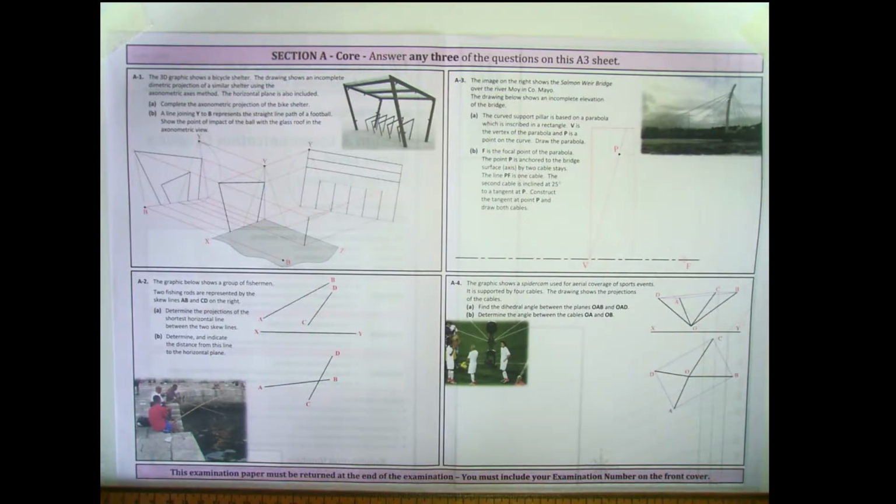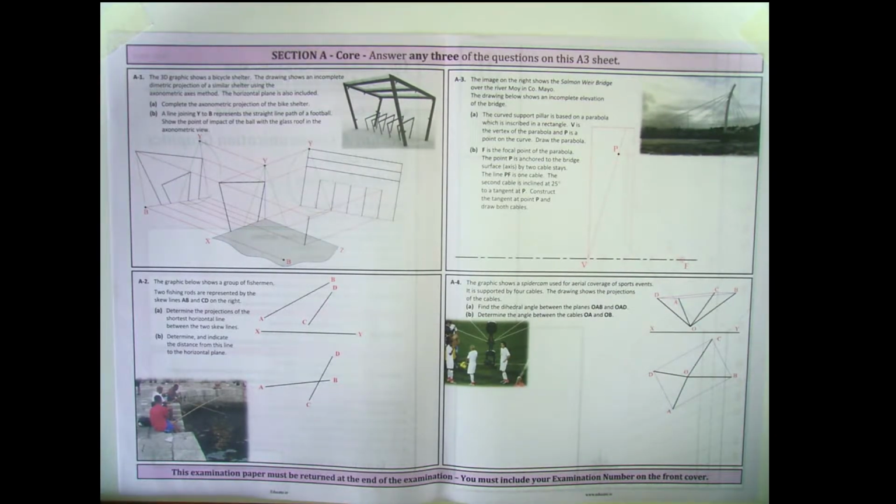This is the 2018 higher level section A. And this is our paper. So you have 4 questions presented. You need to answer 3 of them. So we're going to go through each one of these individually.